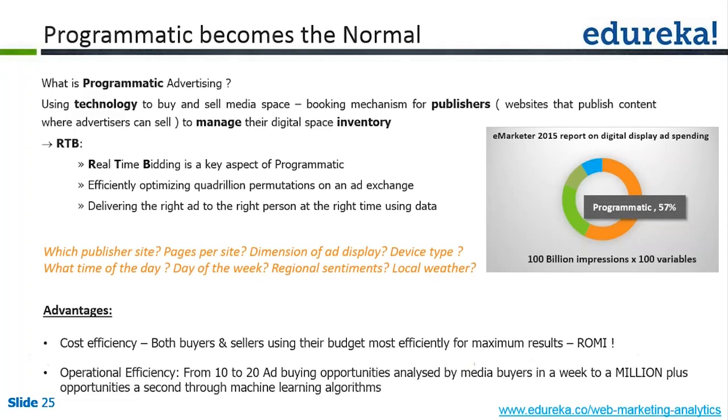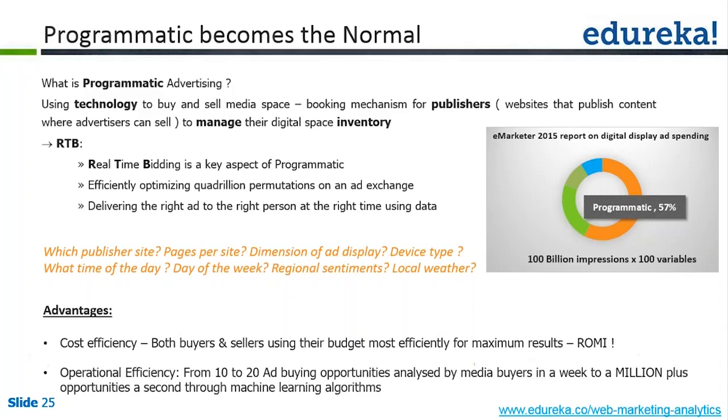Now, RTB is probably something that you guys have heard about. This is a very critical and key aspect of programmatic advertising, right? I'm going to talk you through an example of what RTB is, but before I do that, I want to give you a sense of how complex this whole equation is. We're talking about 100 billion impressions served on different websites, and we're also talking about different variables that a media buyer has to choose through before deciding what kind of ad to put on what kind of website. Which publisher website, how many pages per site, what's the dimension, what's the device type on which somebody's going to consume this, what is the time of day that's most optimized, day of the week, and so on.